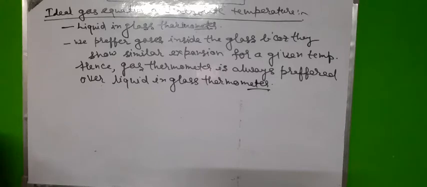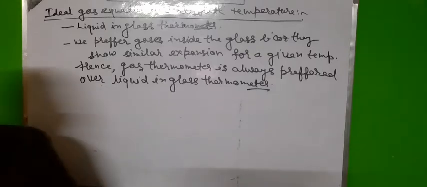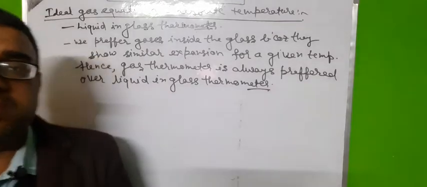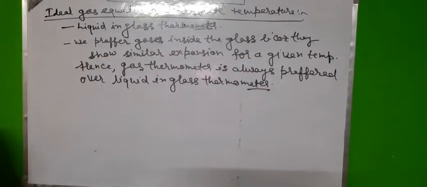So a thermometer that uses gas gives a unique reading regardless of which gas is used. And at low densities, the gases exhibit the same behavior of expansion. These are pressure, volume, and temperature. Means at the similar temperature, regardless of the different pressure, volume, and temperature, they show the same expansion.